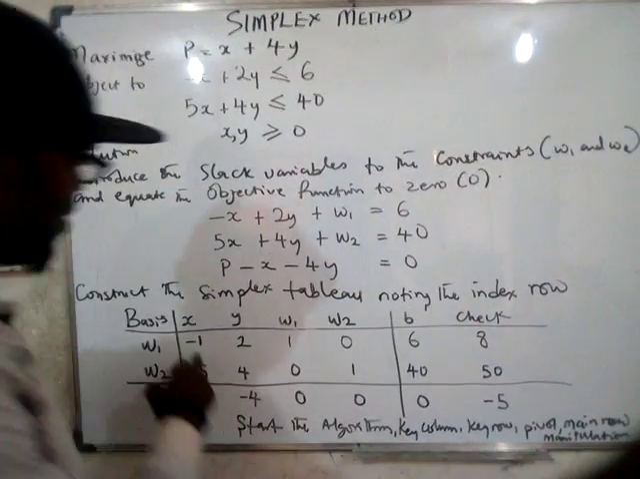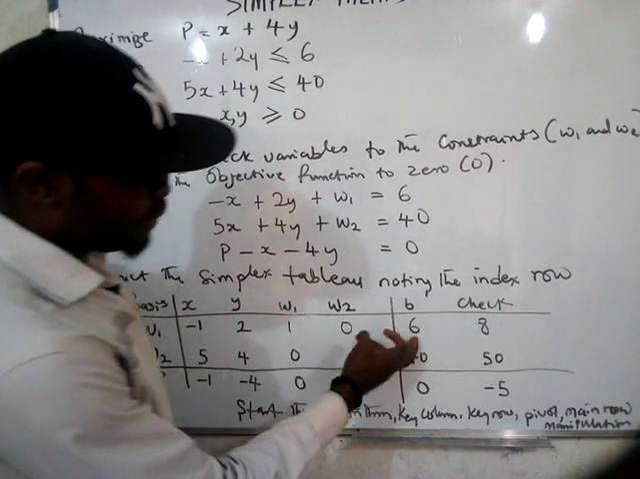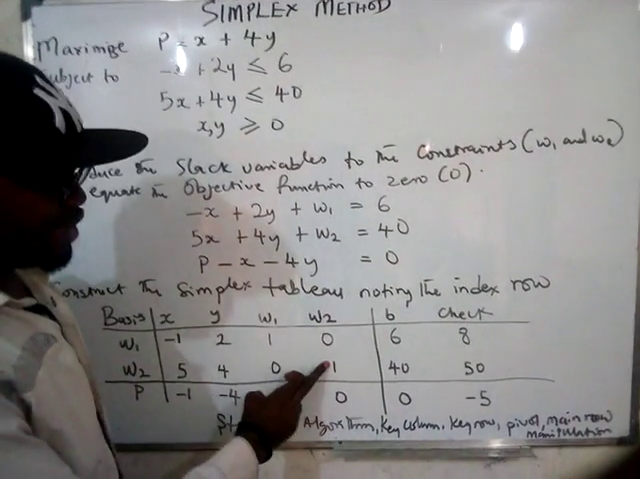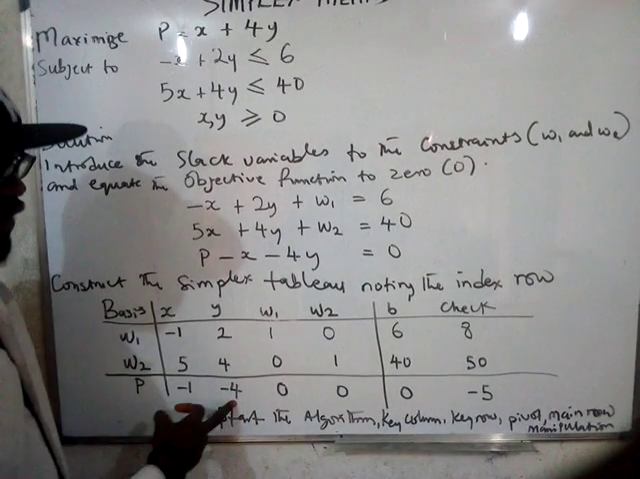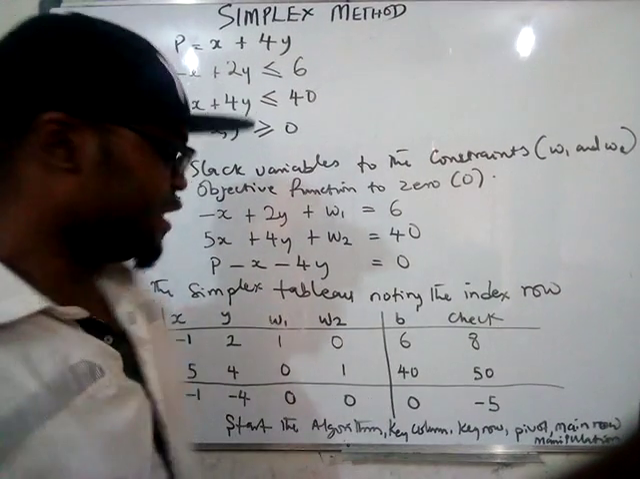So very simple. Minus 1 plus 2 is 1, plus 1 is 2, plus 6 is 8. 5 plus 4 is 9, plus 1 is 10, plus 40 is 50. Minus 1 plus minus 4 is minus 5. You have it there. So this is actually the addition of everything here.